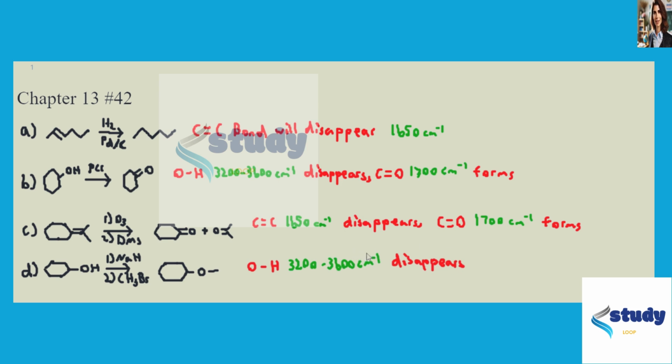So for D, again, we said just carbon-oxygen single bonds are not going to show by IR. So we have an oxygen-hydrogen bond in the starting material, so 3200 to 3600. We'll see that go away, but we won't see any new bonds form for D. But again, we should be able to tell when the reaction is complete when this peak at 3200 to 3600 is completely gone.